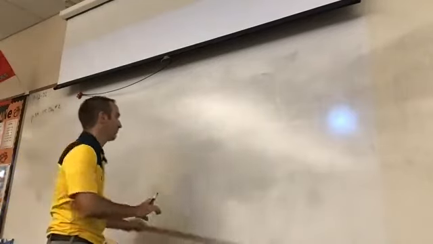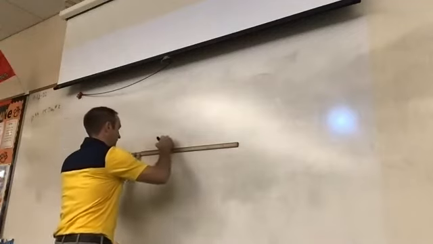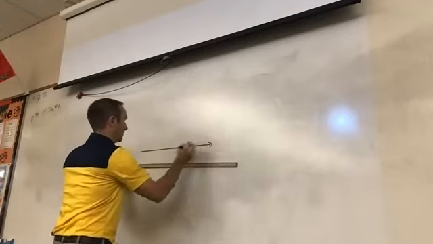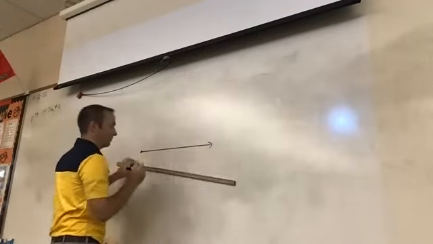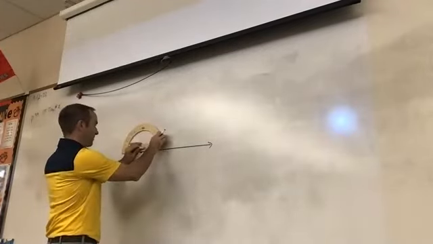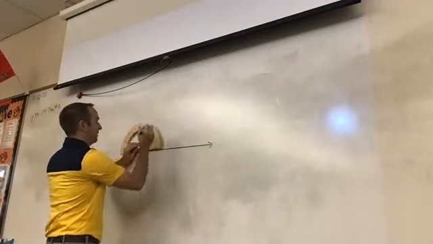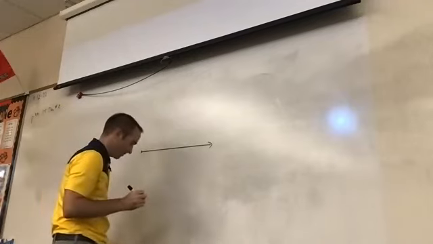We talked about how to do that last week. Draw your ray first. Line up your protractor, put the dot at 50. And then connect it.